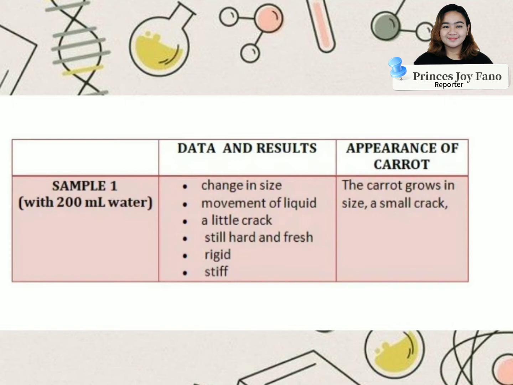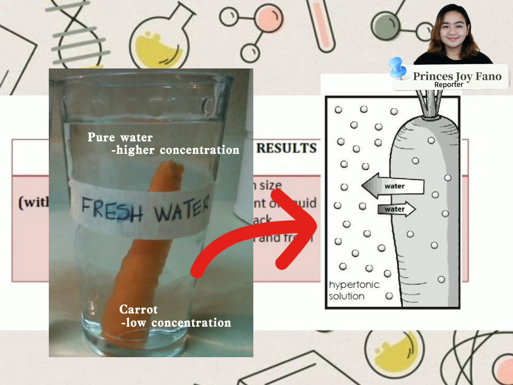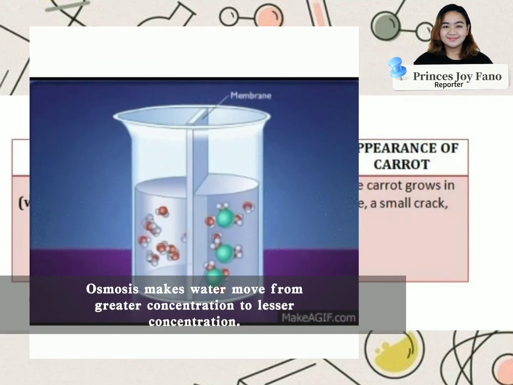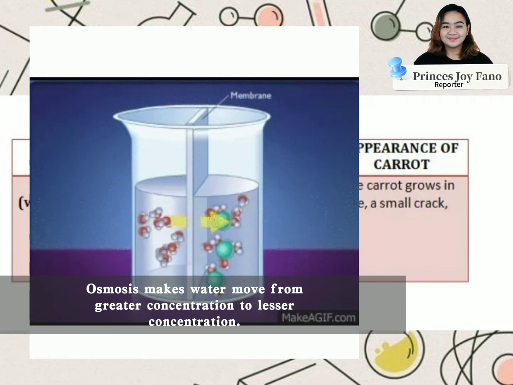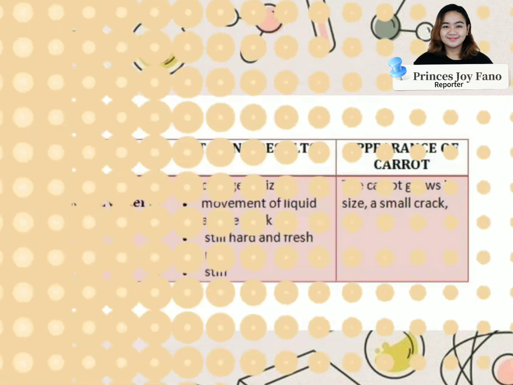Our conclusion is that during the first part of the experiment, when surrounded by pure water, the concentration of water outside the carrot cells is greater than the concentration inside, causing water to move into the carrot. Also, it gained more water. Osmosis makes water move from greater concentration to lesser concentration. This is why the carrot grows in size, because it fills with water.